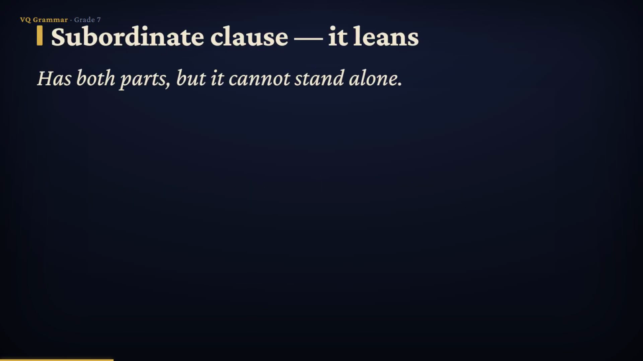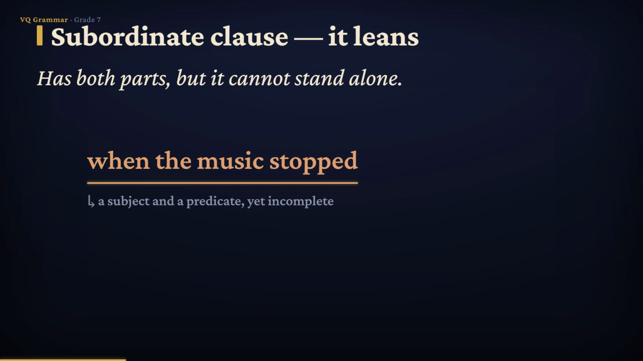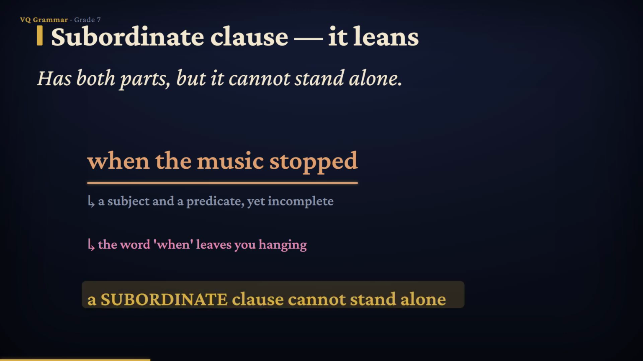Now the subordinate clause, also called a dependent clause, and it's trickier. It also has a subject and a predicate. Listen, when the music stopped. There's a subject, the music, and a predicate, stopped. So why isn't this a sentence? Because that little word, when, leaves you hanging. When the music stopped, then what? It can't finish the thought on its own. It leans on a main clause to complete its meaning. That's exactly why we call it subordinate or dependent.